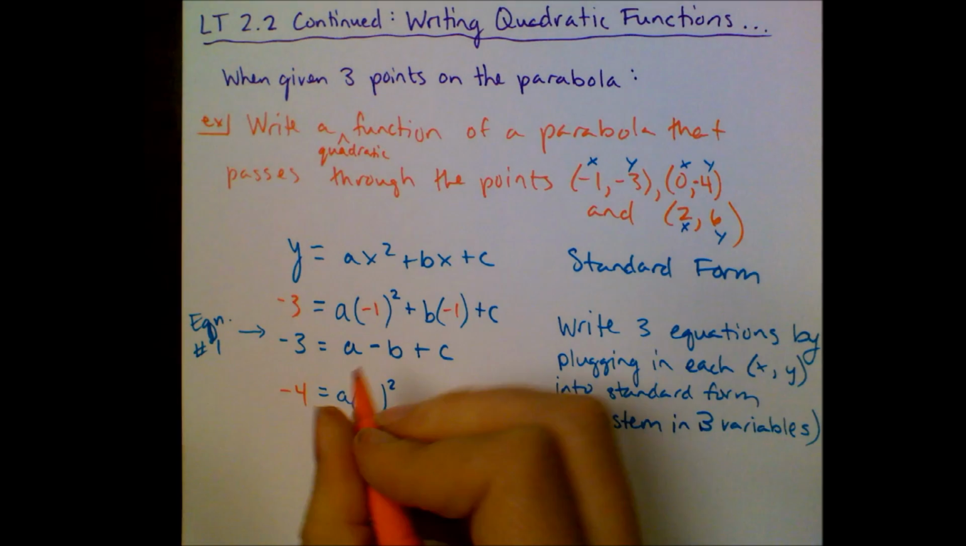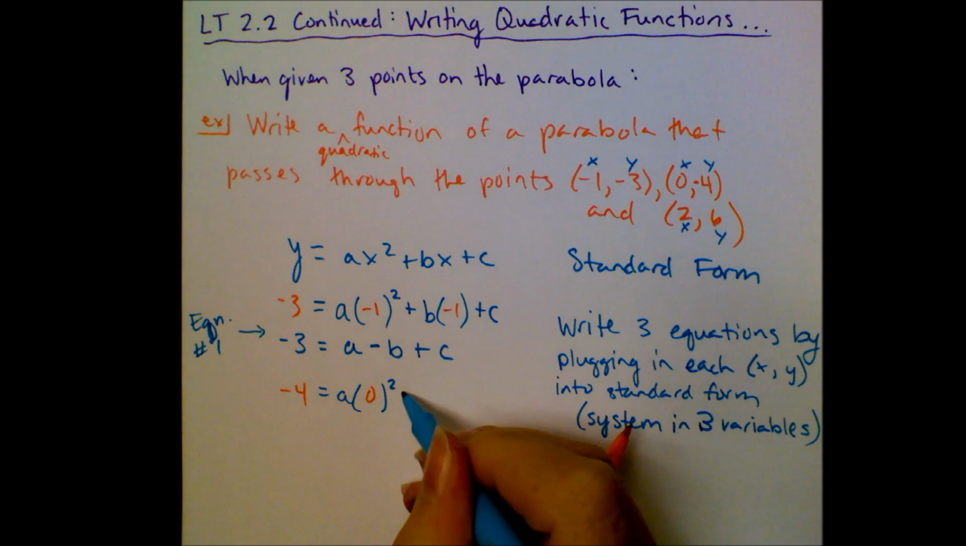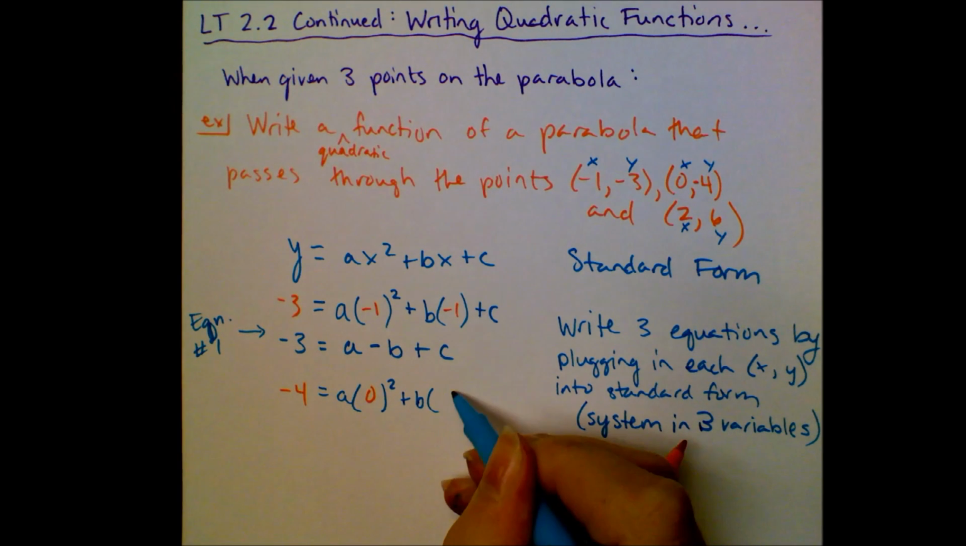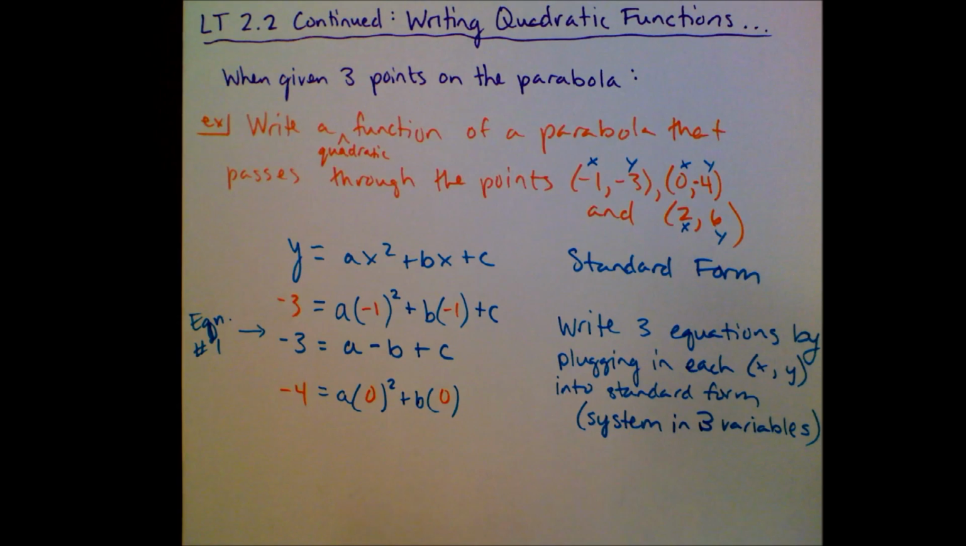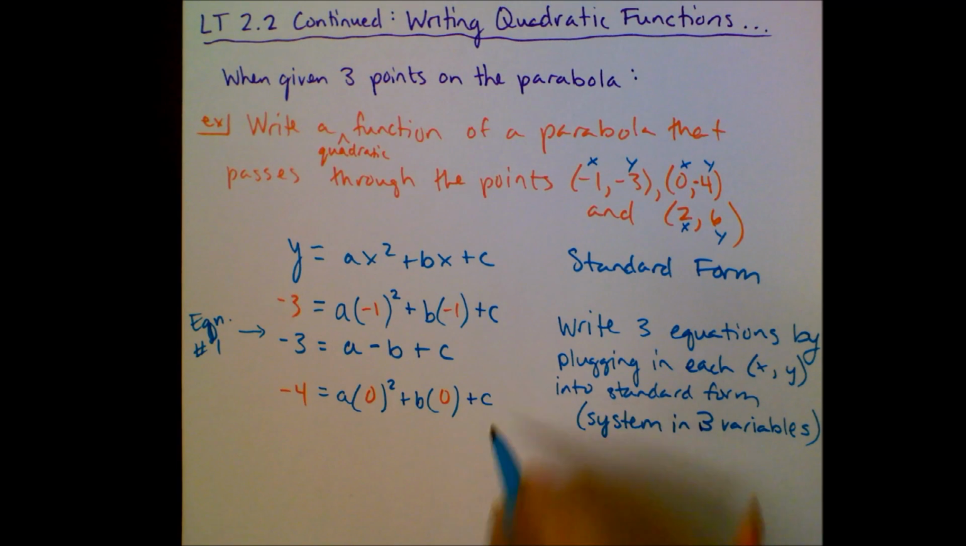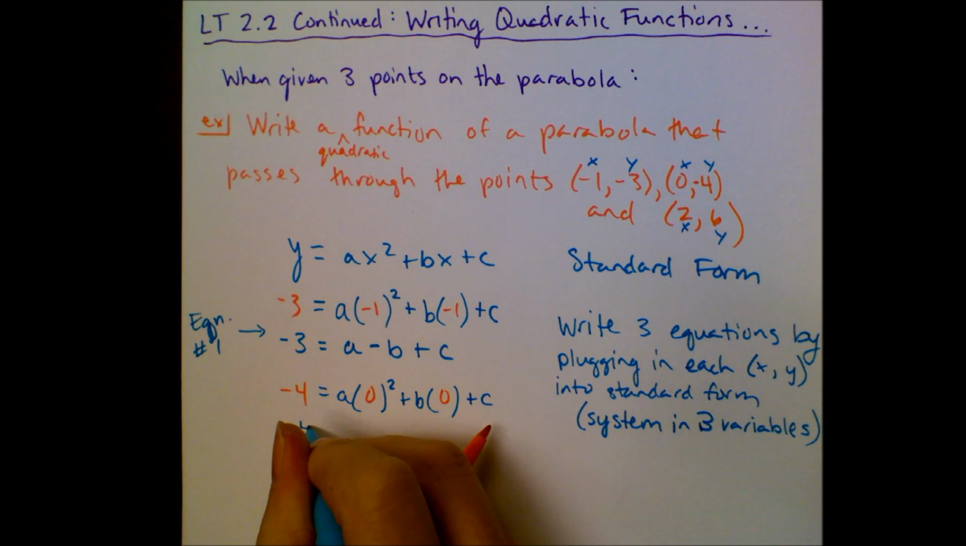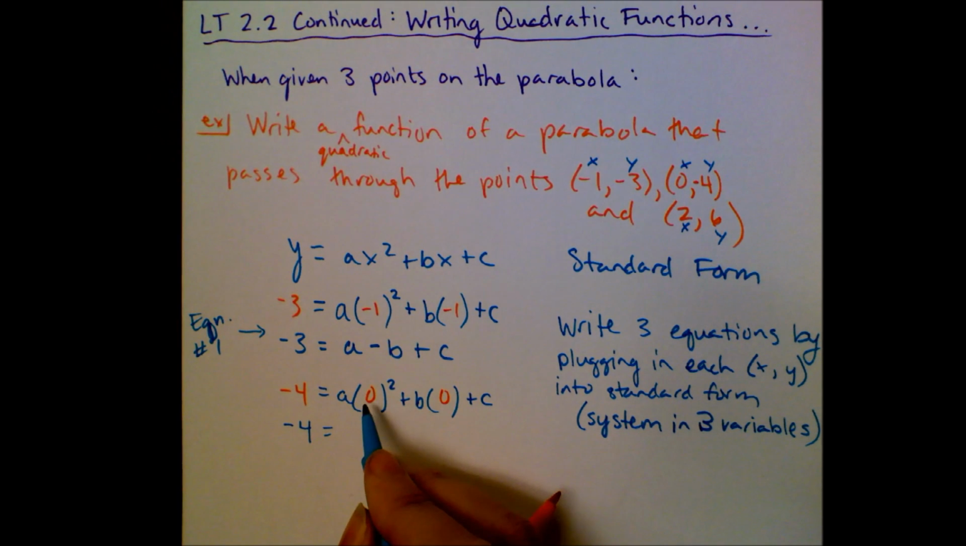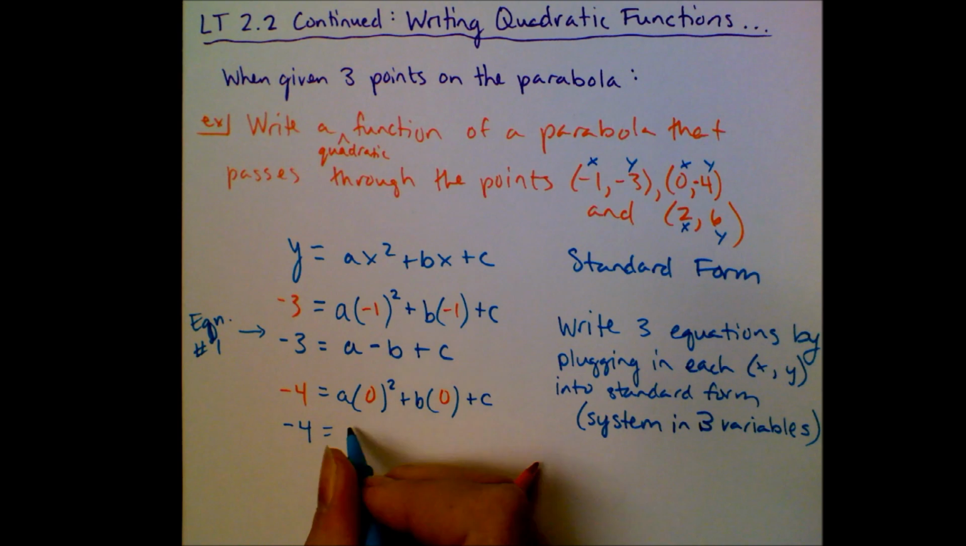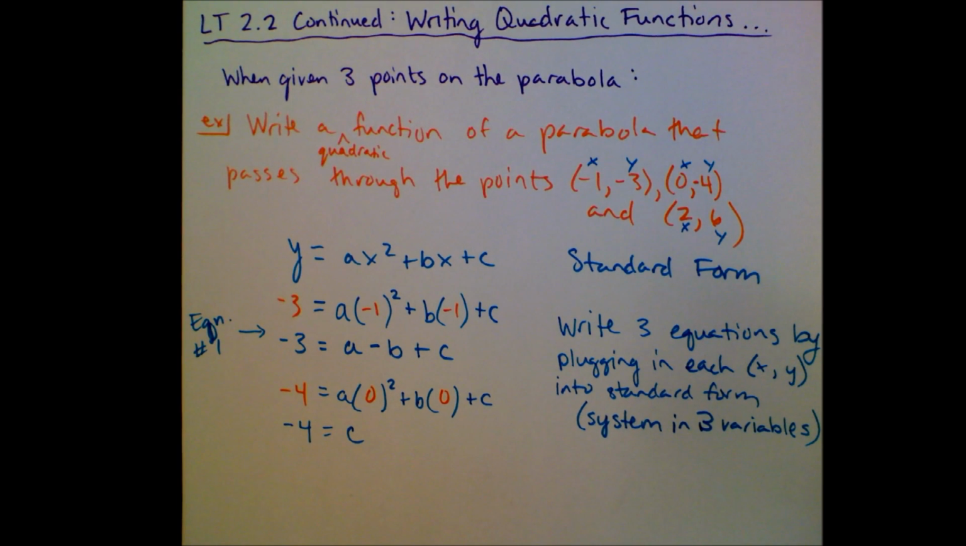In this point, my x is 0. I'll plug that in a second time because it comes up a second time in the equation. And then I can simplify this one. This one simplifies nicely. Anytime you have a 0, it just goes away. So my a will go away, my b will go away, and I'll just have c equals negative 4.